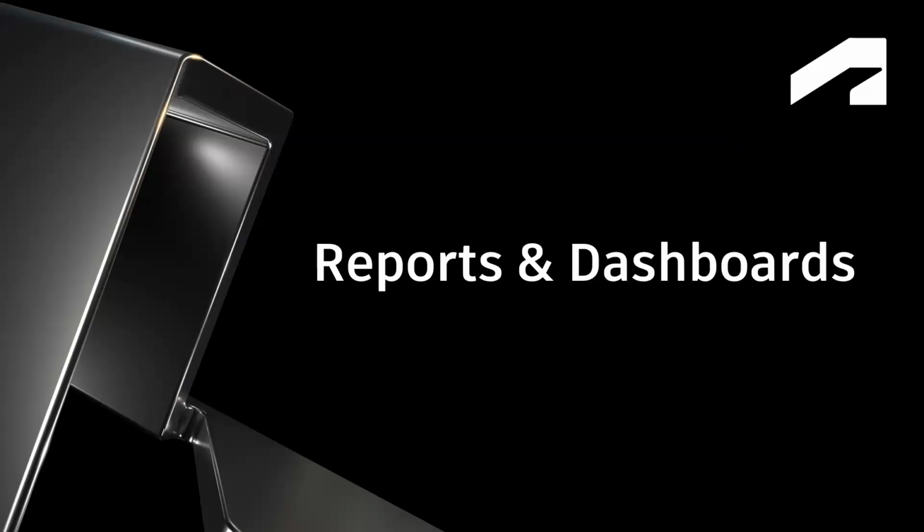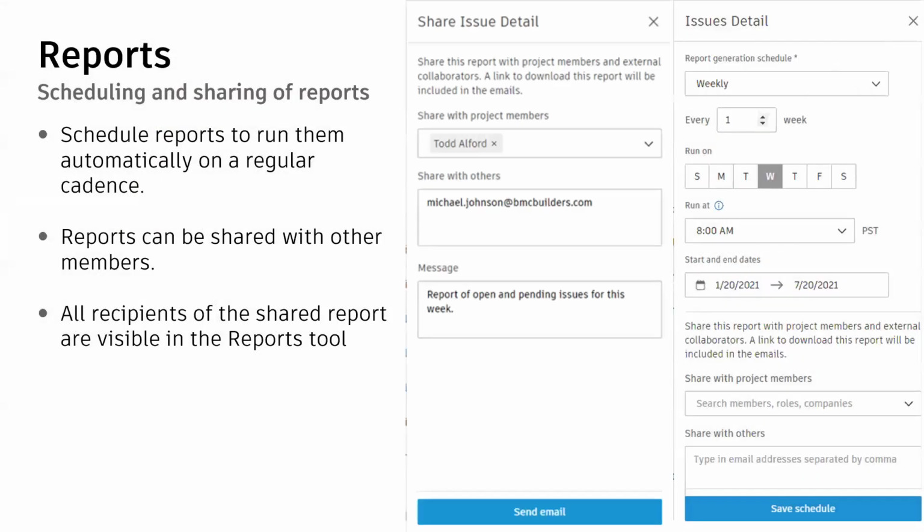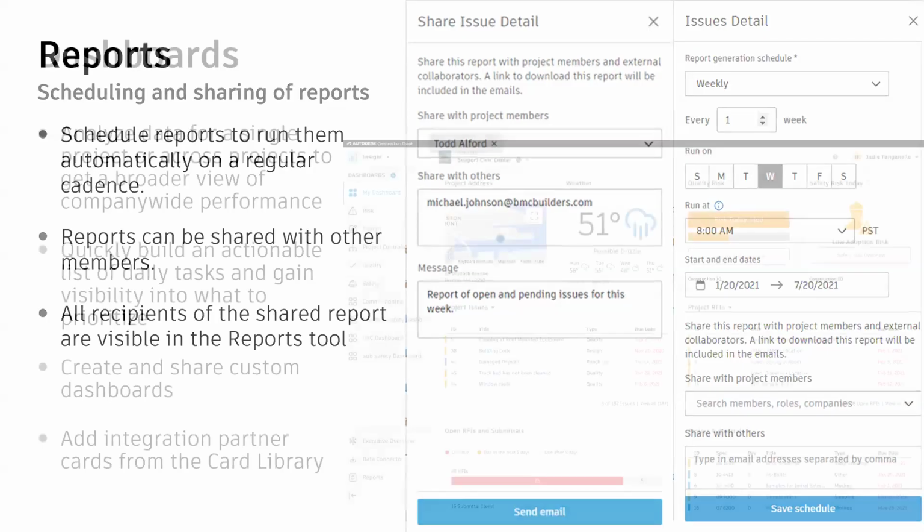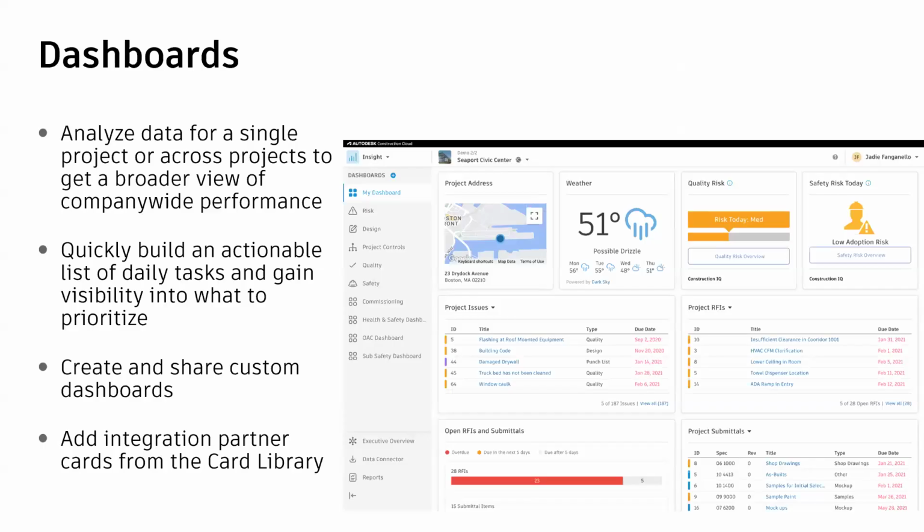Well, having all that data available, it's also important to understand how reports and dashboards can be used in here. Project administrators can schedule reports to run automatically on a regular cadence. Now, anyone with access to the report can also share the report with other members, and the reports can be shared using either a direct link to download or by email. The recipients of the shared report are also visible in the reports tool. So this way it gives you visibility on who can actually look at all the reports that are contained in the project.